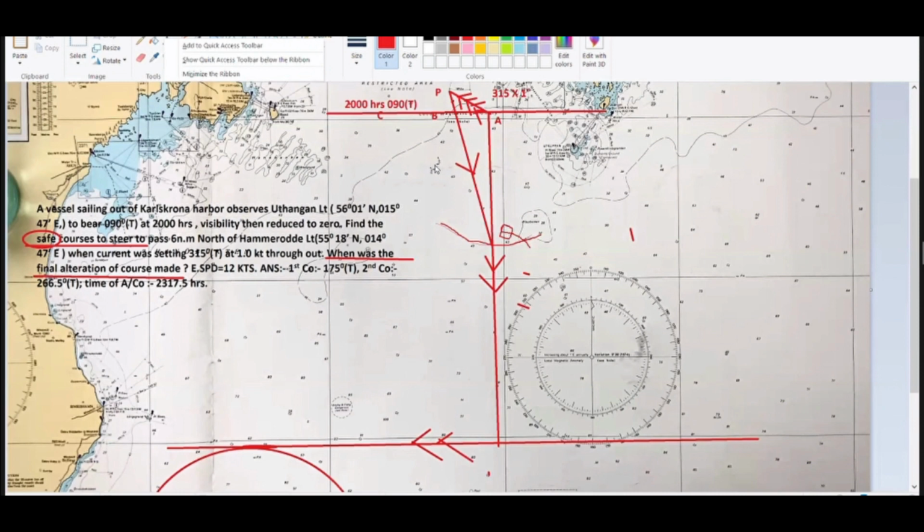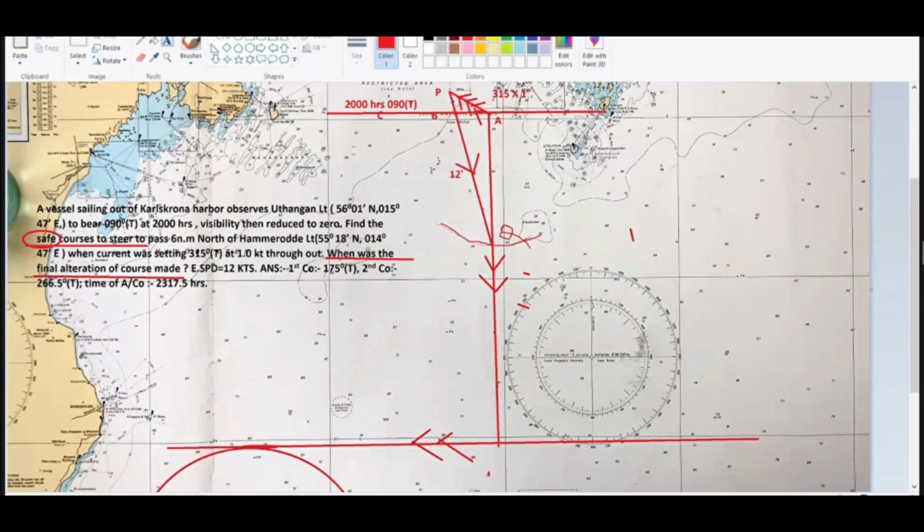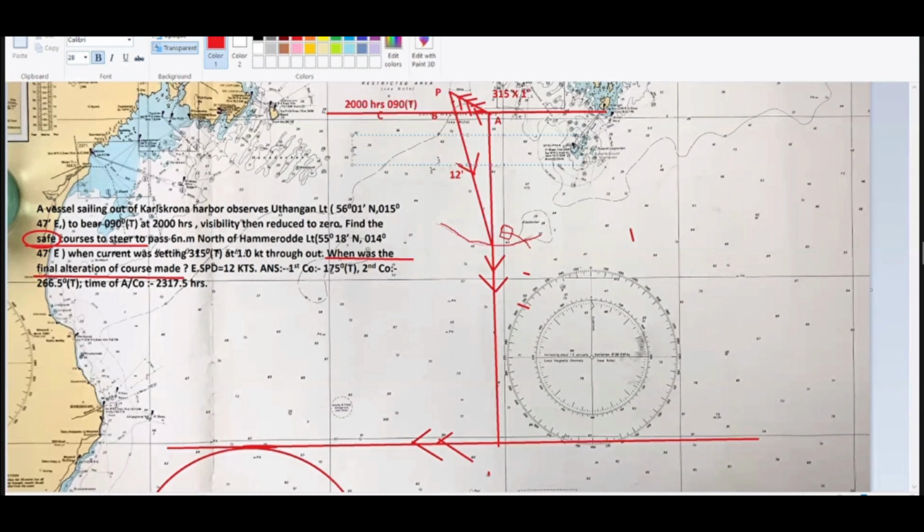Okay. So first read the question, what is given and what they are asking. This is the main, very important thing. It is given that one bearing is given from a lighthouse at 2000 hours, 090. No position, nothing, only one bearing. After that, visibility became very poor, nothing you can see, absolutely zero. But your target is that you have to pass the lighthouse 6 miles north.